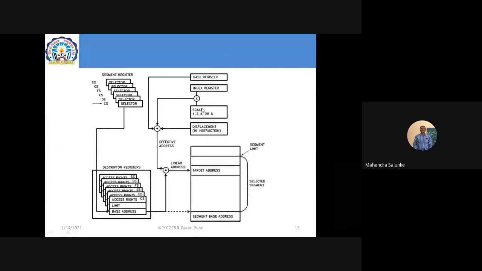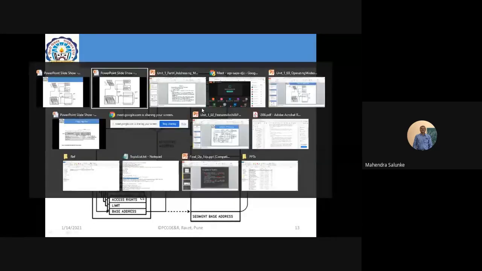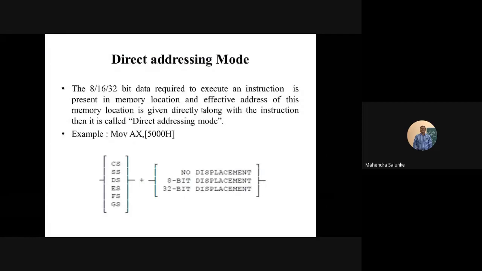All right. Now let's talk about the first addressing mode, the interesting one, direct addressing mode. As I told you, the next addressing modes that we are talking about are associated with accessing the external memory. Now, how we represent the address of the external location will decide what addressing mode it is.